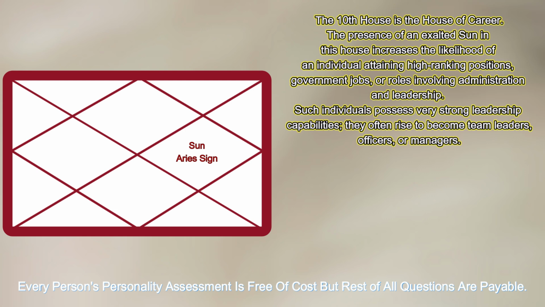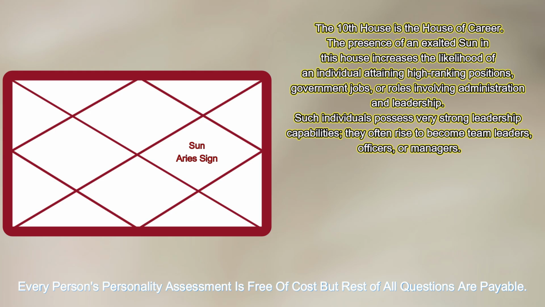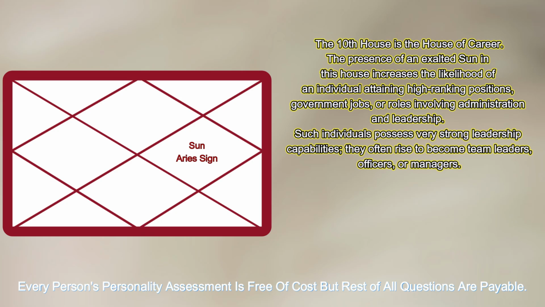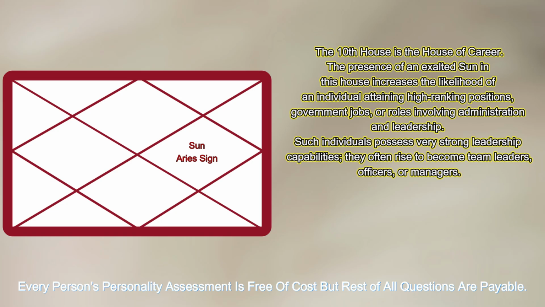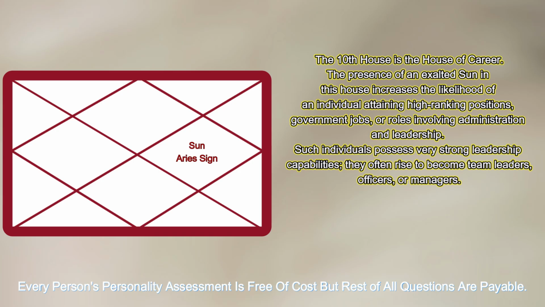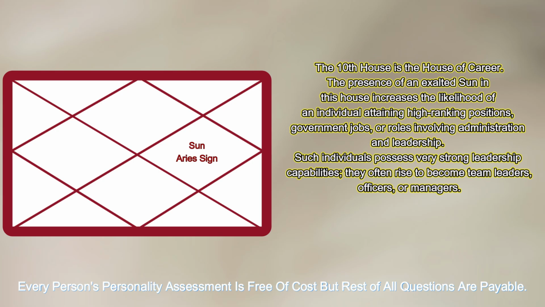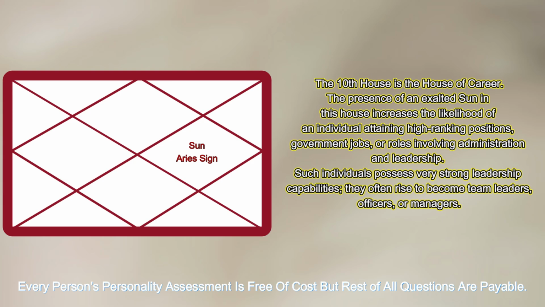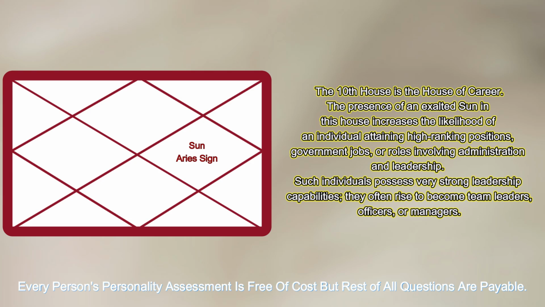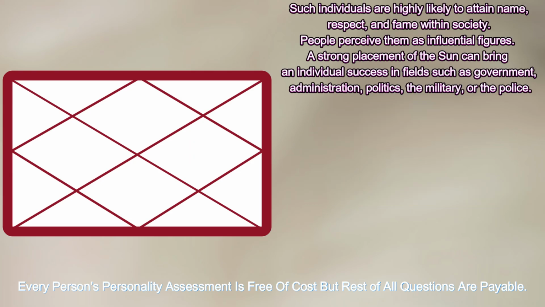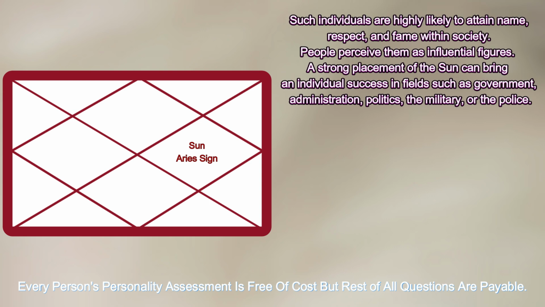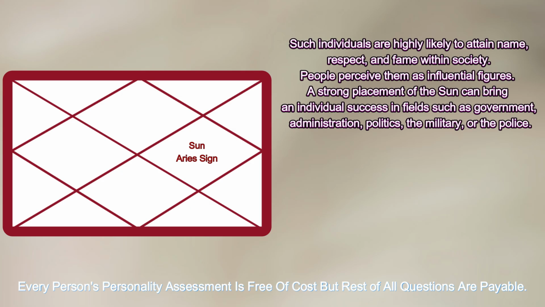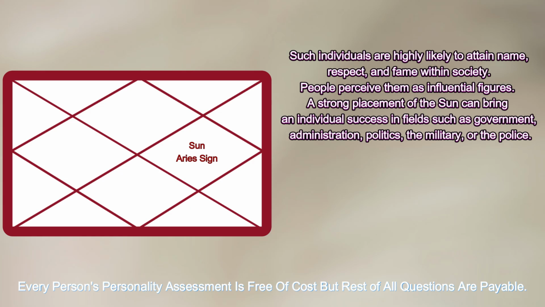The presence of an exalted sun in this house increases the likelihood of an individual attaining high-ranking positions, government jobs, or roles involving administration and leadership. Such individuals possess very strong leadership capabilities. They often rise to become team leaders, officers, or managers. Such individuals are highly likely to attain name, respect, and fame within society. People perceive them as influential figures.